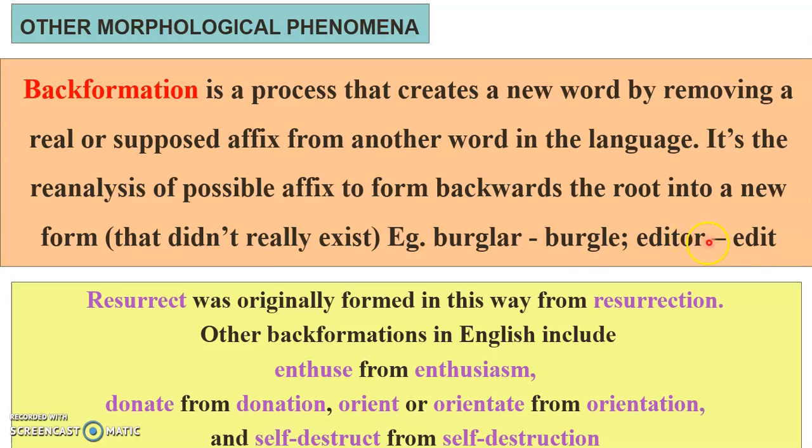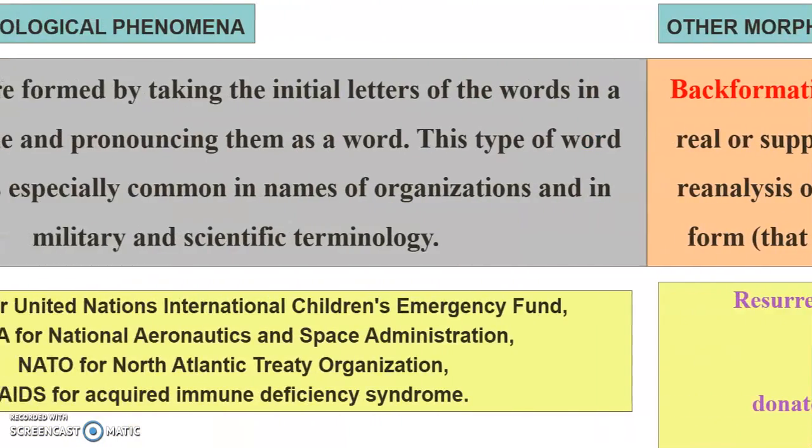So we have editor, and the back formation is edit. Resurrect was originally formed in this way from resurrection. Other back formations in English include enthuse from enthusiasm, donate from donation, orient or orientate from orientation, self-destruct from self-destruction. It's a process that creates a new word by removing the real or supposed affix from another word in the language.